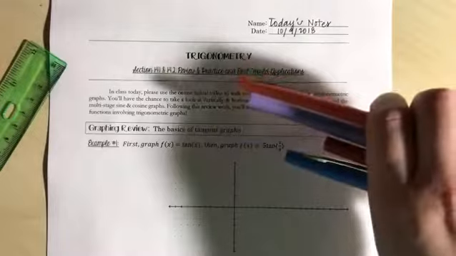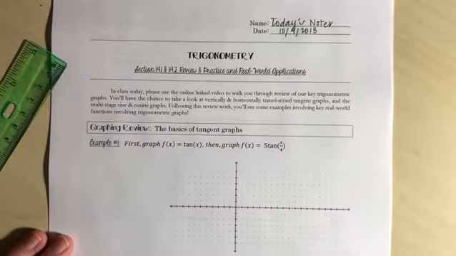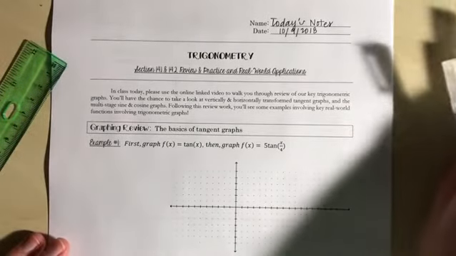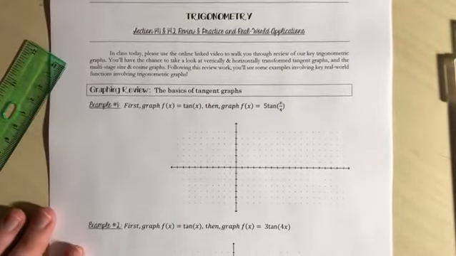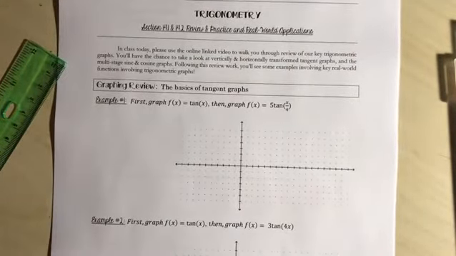Now you might want to get some colors. I got some different markers and stuff for today, because when you get your graphs going, you want to be able to distinguish your original graph from the transformed graphs. So let's begin by graphing tangent.